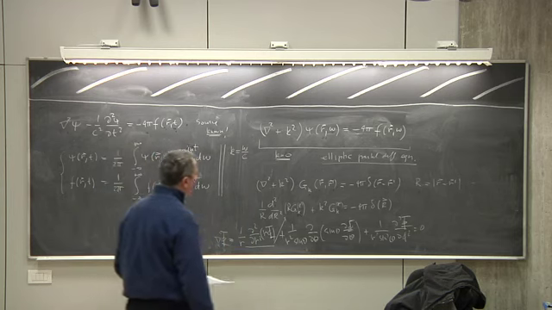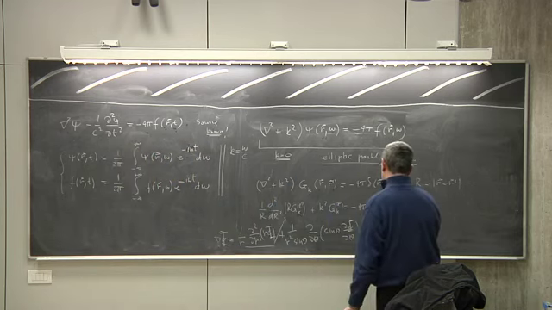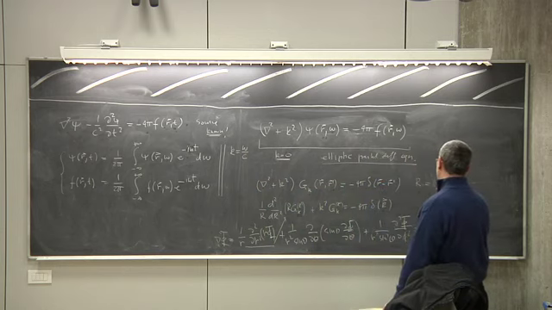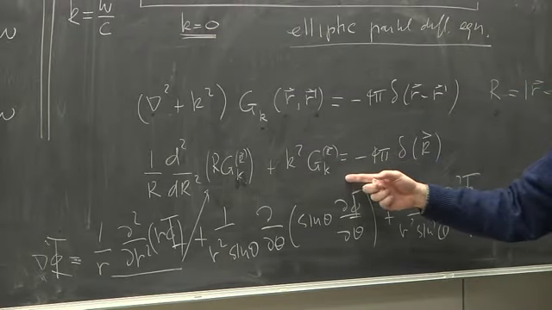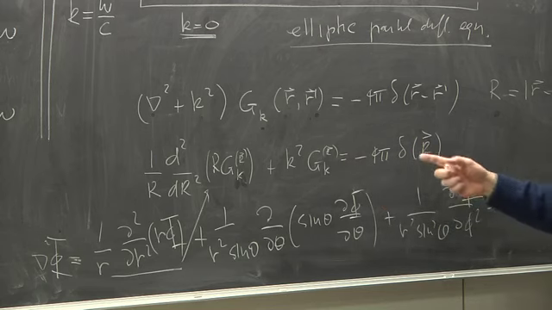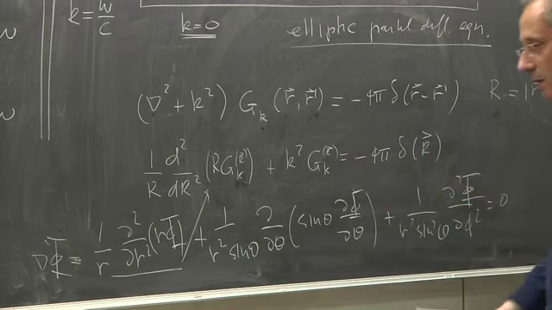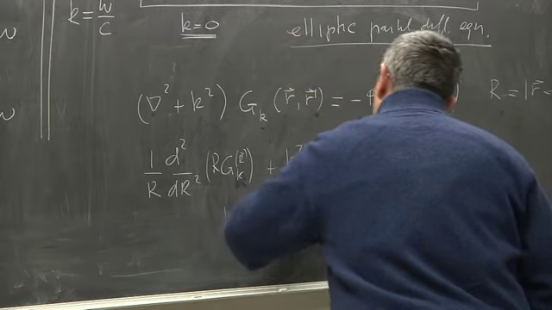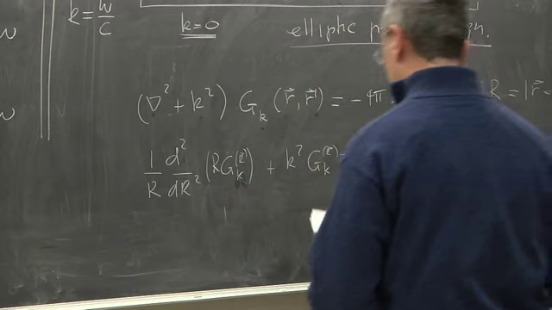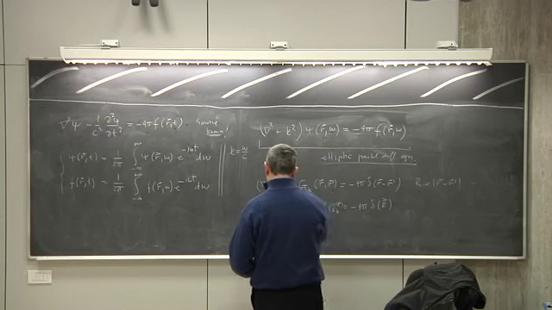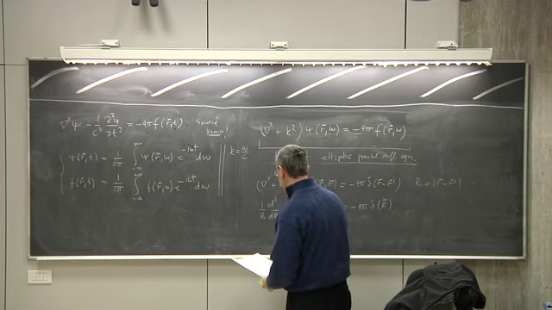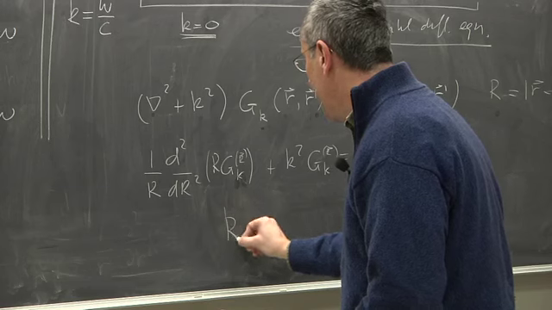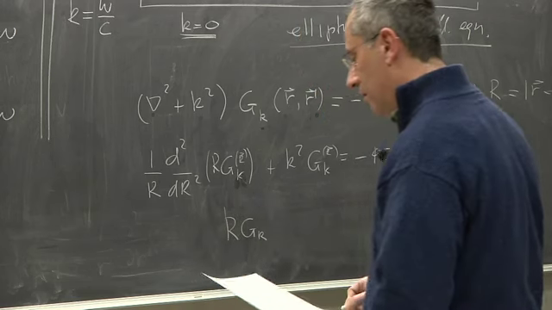Okay, so you see that everywhere except at the origin, well, it's not the origin, it's when r is identical to r prime, this Green function must satisfy the homogeneous equation, right? Because the delta function is just 0 except when big R is identically 0. Okay, so this equation is rather simple, the homogeneous one.